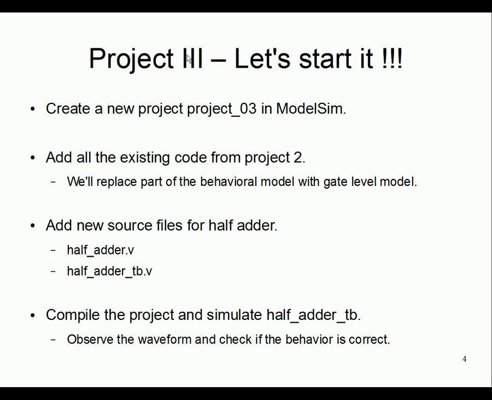That's what I was telling. Project 3, let's start it. So create a new project 3 in ModelSim, add existing code, all code from project 2. We'll replace part by part of the behavioral model with the gate level model.